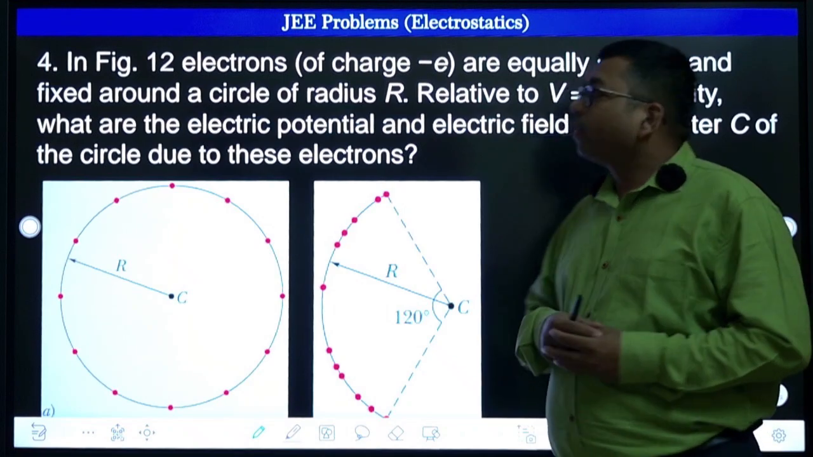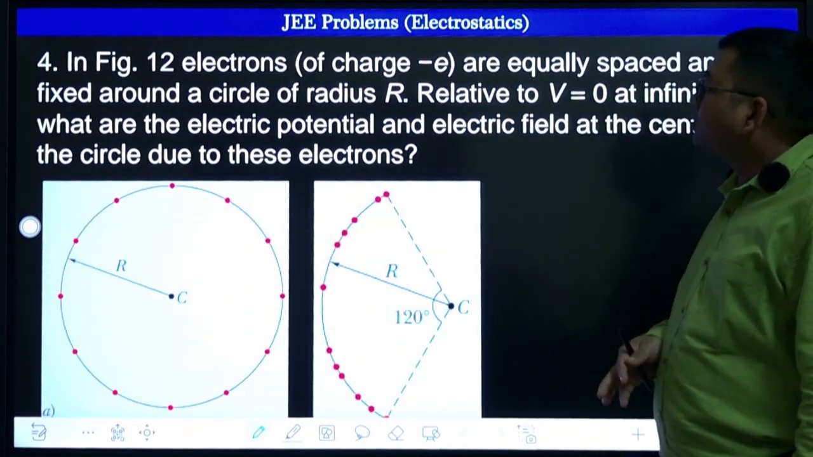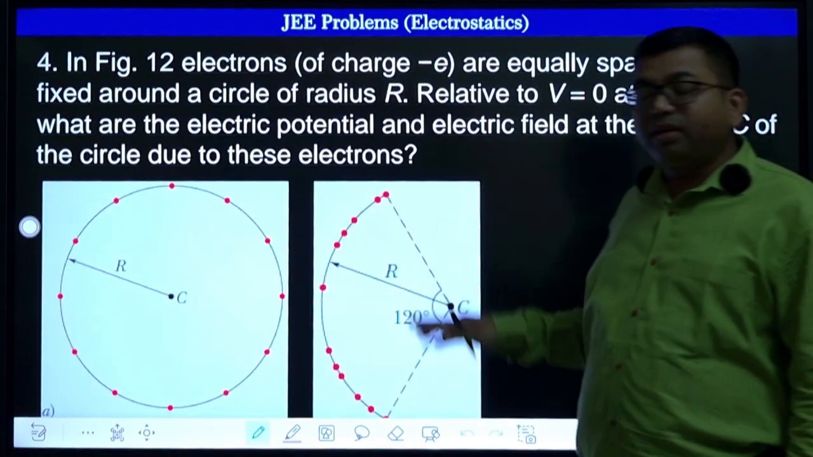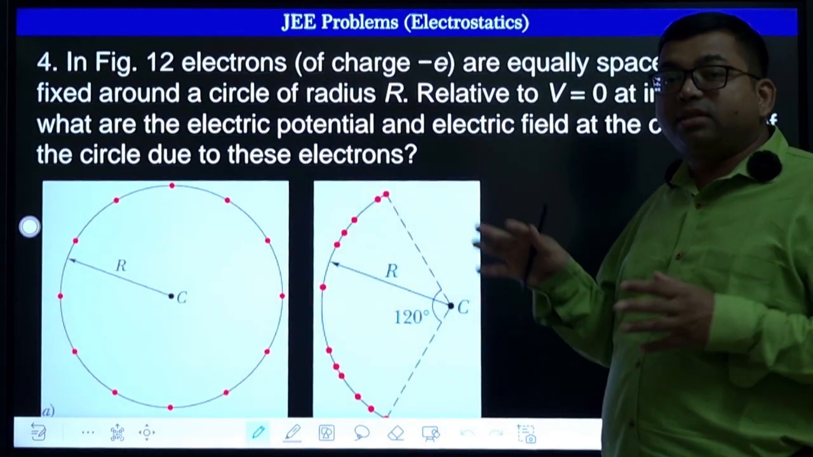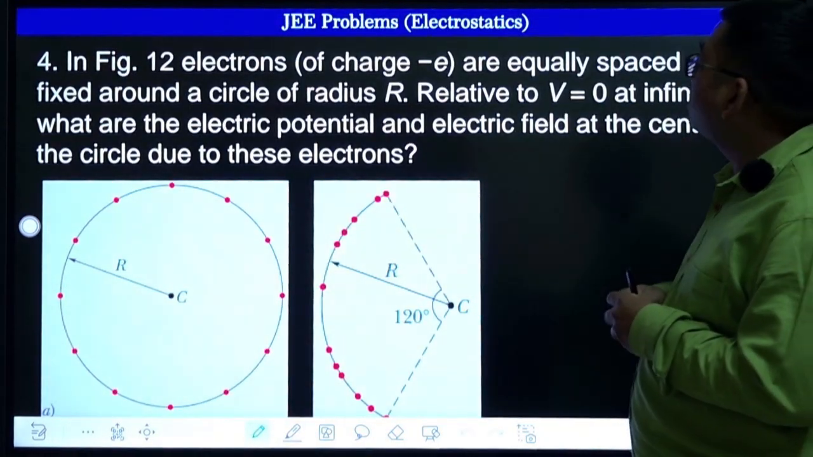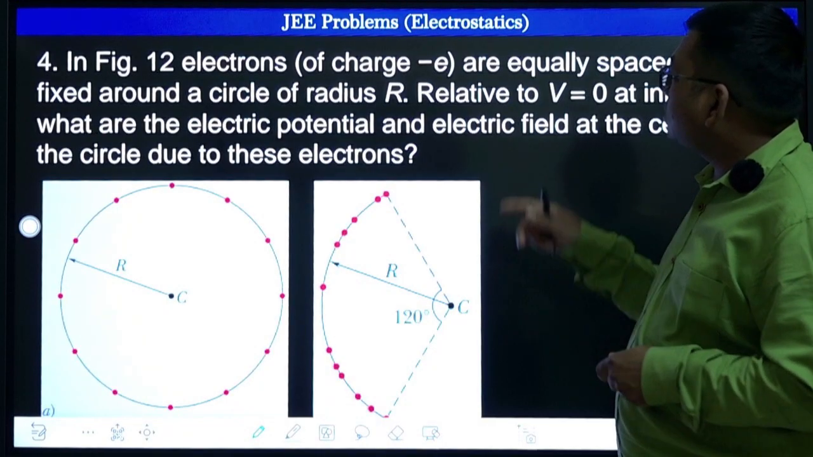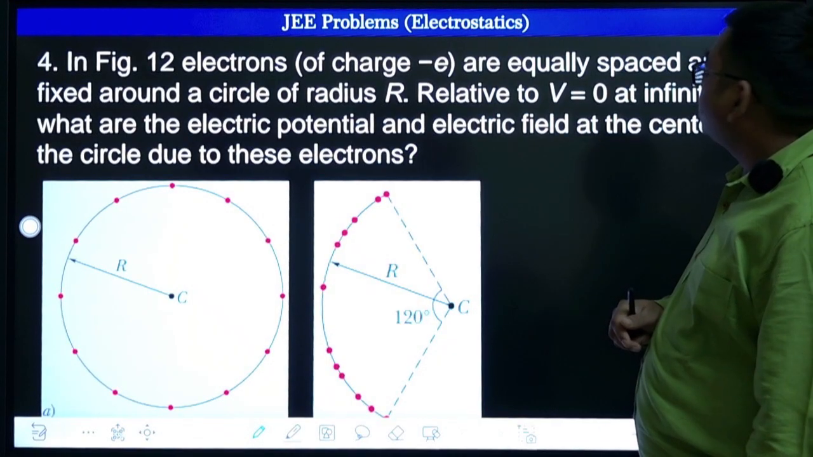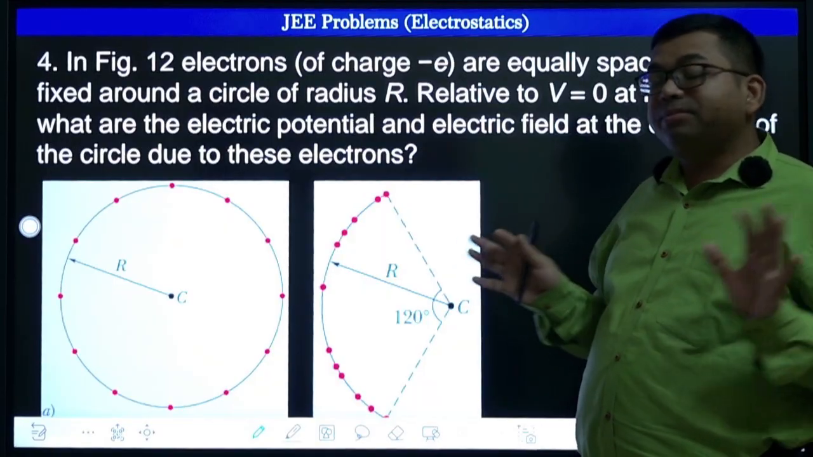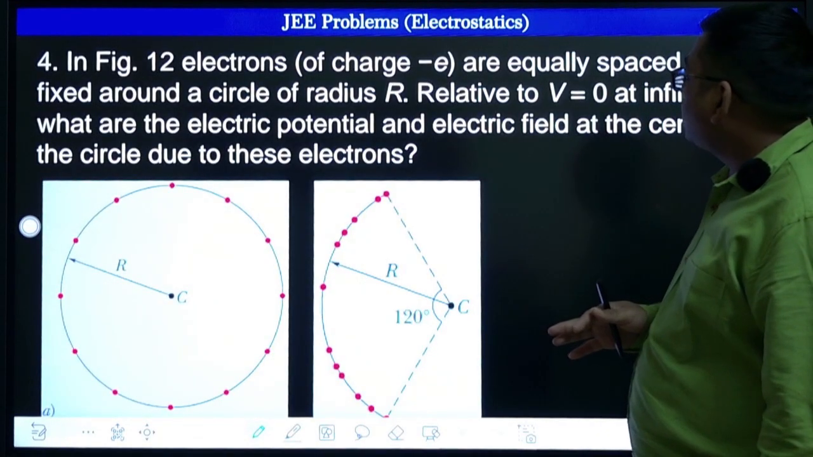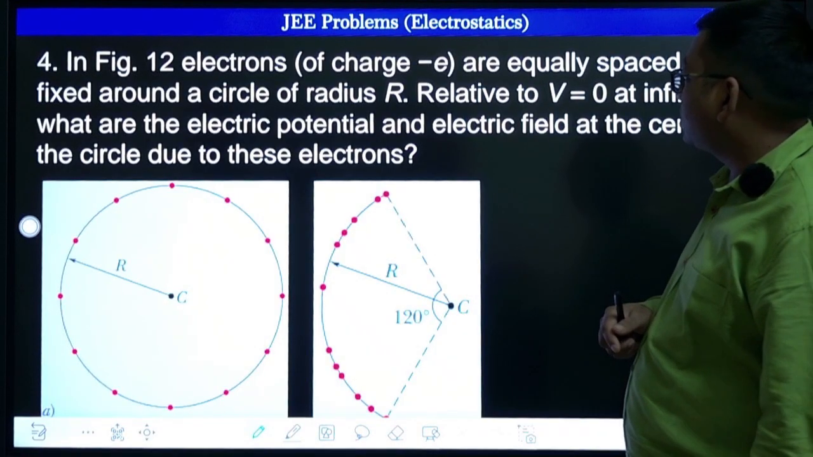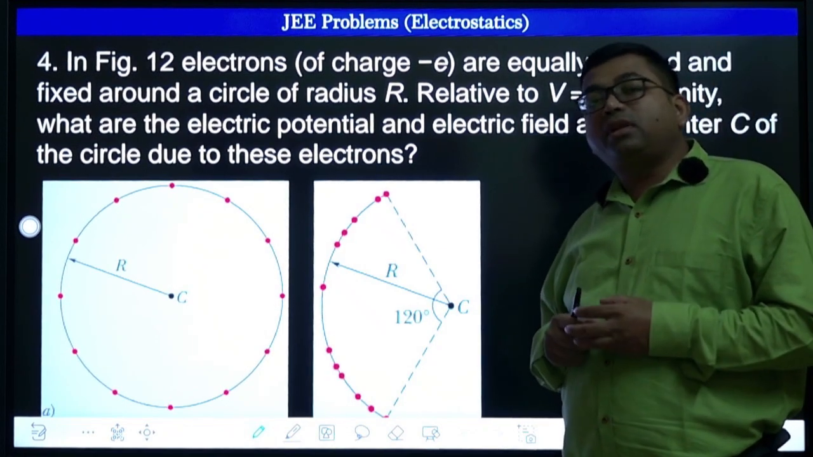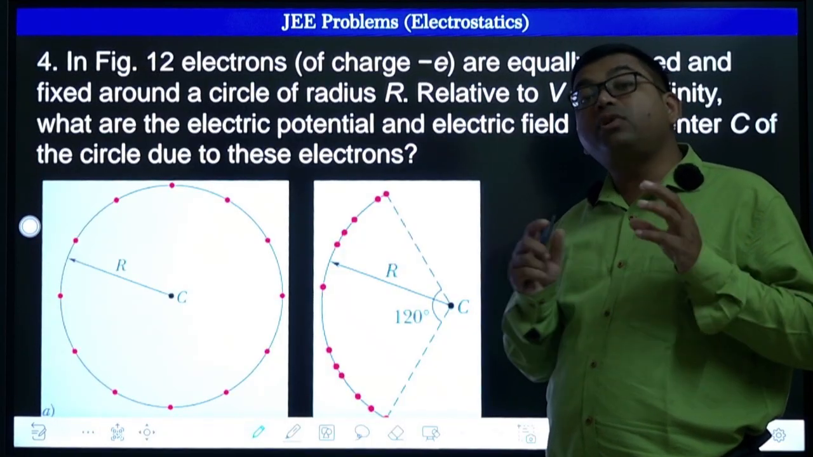Question number 4. In this figure, 12 electrons of charge are equally spaced. So some kind of a ring is given and 12 charges are kept equally spaced and fixed around a circle like this. It is given that V equals 0 at infinity, which is the normal assumption. What are the electric potential and electric field at the center C of the circle due to each of these electrons? So they are asking two things, field and potential.